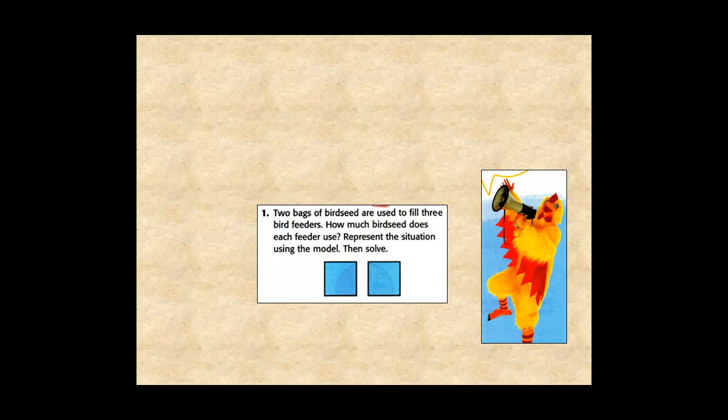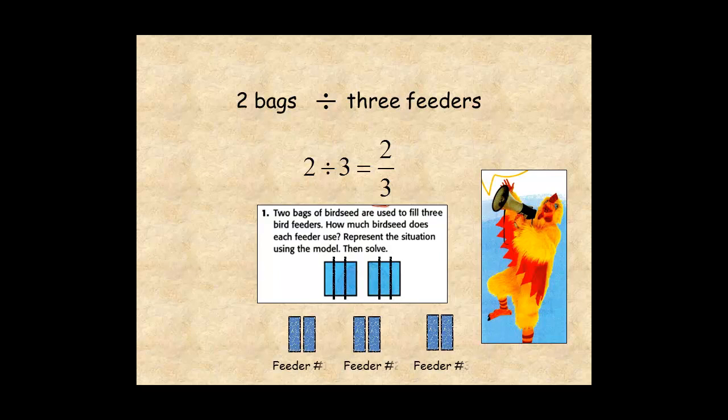For guided practice 1, 2 bags of birdseed are divided among 3 feeders. So that's 2 divided by 3, which is represented by the fraction 2 over 3. So each feeder gets 2/3 of a bag.